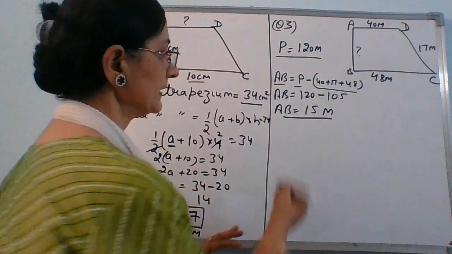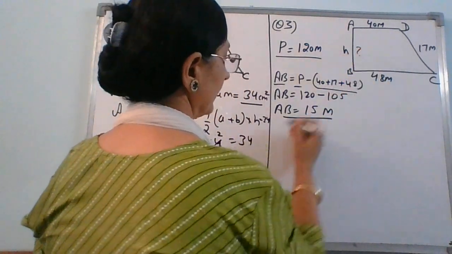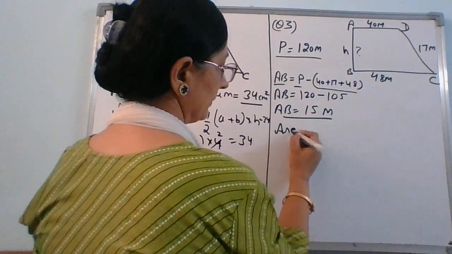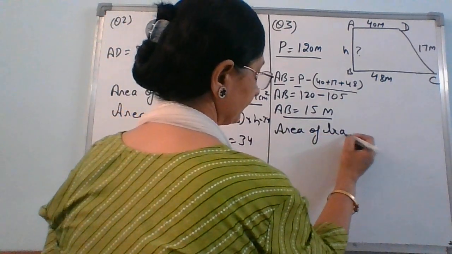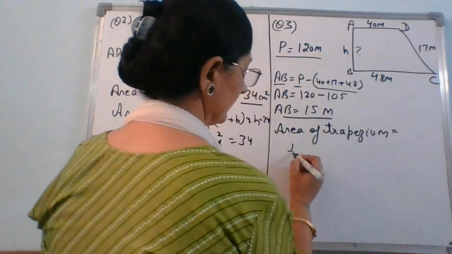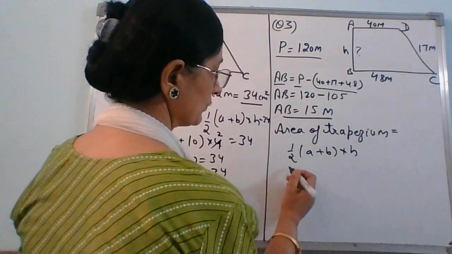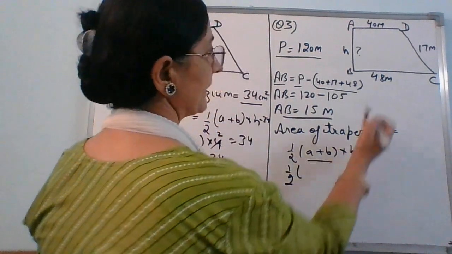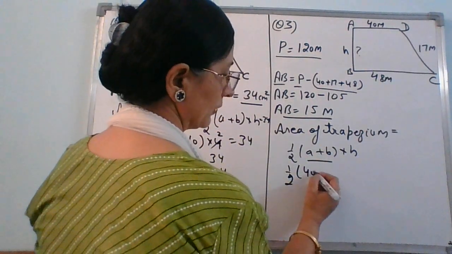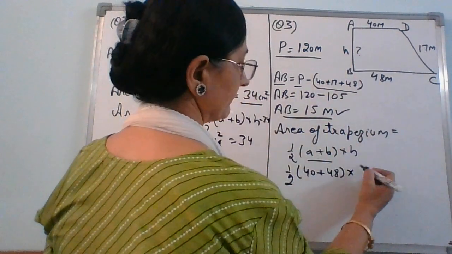Now we are supposed to find the area. Now we have this height. This is height, right? So now let us apply the formula for the area of a trapezium. The same formula we have to apply here. Half. First we should write the general formula, then we should substitute the values. Half the sum of the parallel sides. These are the parallel sides, 40 and 48. Let us substitute the height. Just now we have found the height, that is 15.